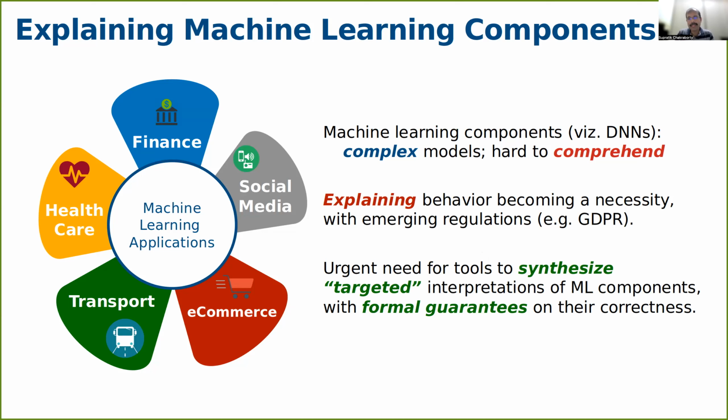Now, what do I mean by targeted interpretations? The same machine learning model, maybe the same DNN, may be used in different kinds of environmental contexts, and it may produce different kinds of results. So whenever we want to come up with an explanation, we want to say that, okay, in this environment, under this context, it behaves this way, and under certain other context, it behaves that way. That's one part of the targeted interpretation part.